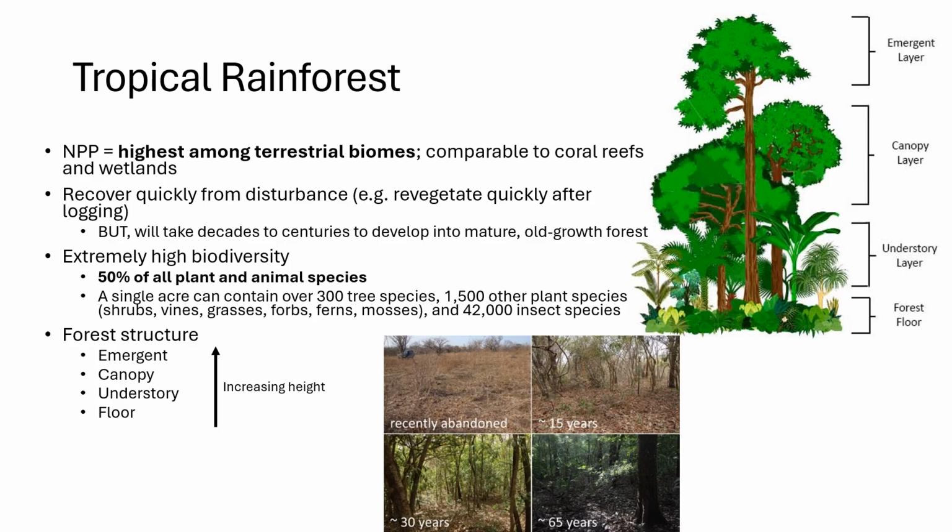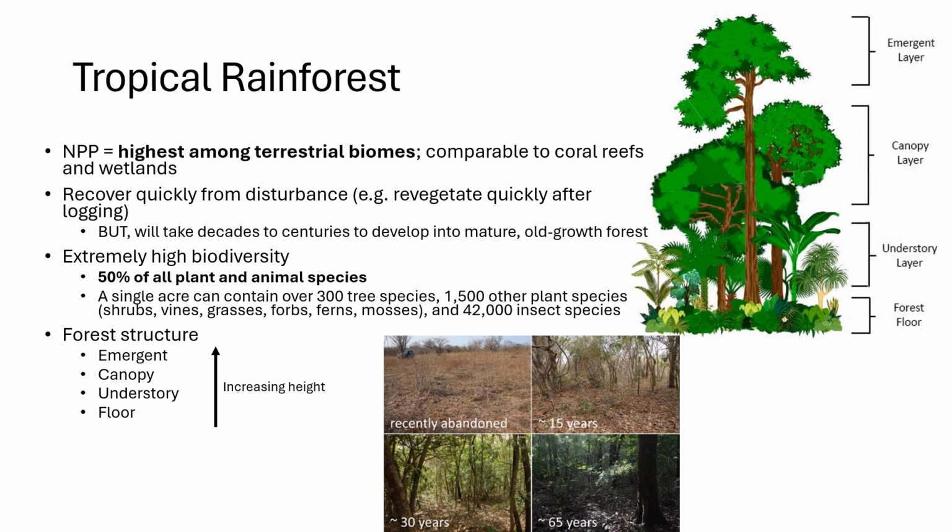But we're going to say that tropical rainforests have the highest net primary productivity among terrestrial biomes. Because of the consistent moisture and the consistent high temperatures, there is a lot of plant growth. Okay, so they can recover very quickly from disturbances, but they are going to take a really long time to mature into old growth forests. So what does that really mean?